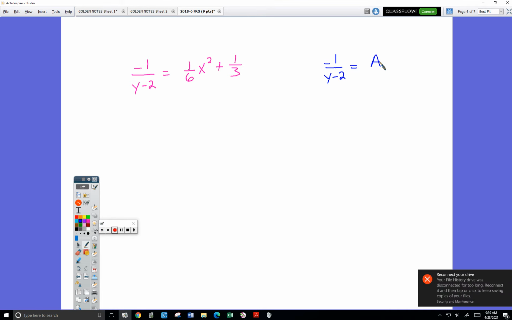So we've got negative 1 divided by y subtract 2 is equal to 1/6 x squared plus our constant, which is 1/3. Algebra is a lot easier if you think of it in big chunks. So think of it like this. Negative 1 all over y subtract 2 is equal to a whole bunch of stuff. Because we don't have to do anything with this. We just have to get the y alone. So that means I would multiply both sides by y subtract 2.